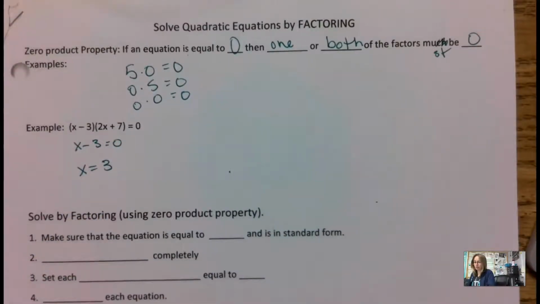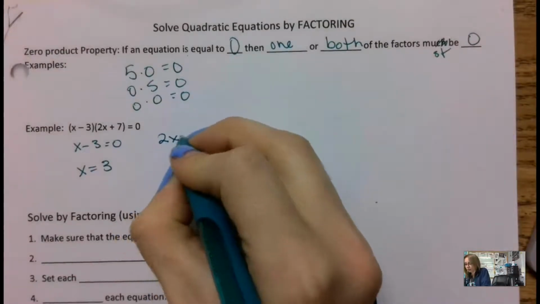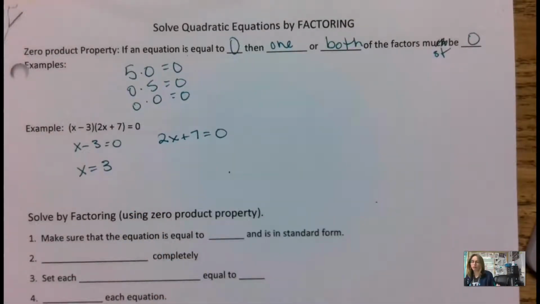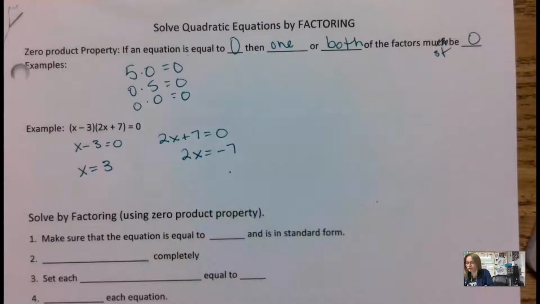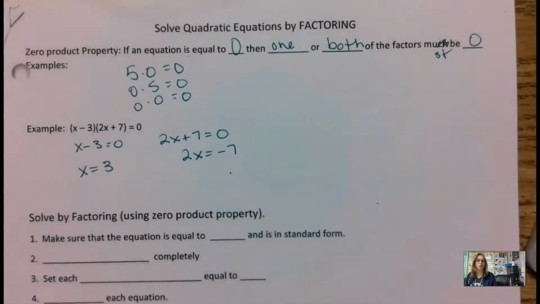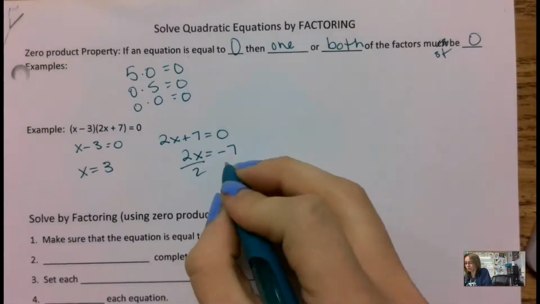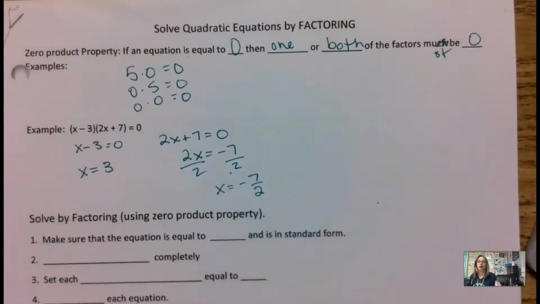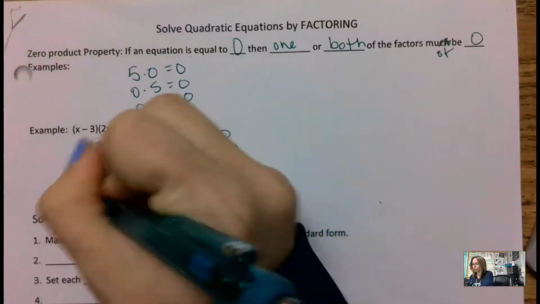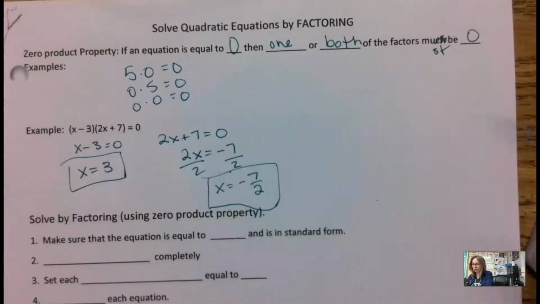Now same for the next one. 2x plus 7 equals 0. Solve for x. First undo that addition, so now we have 2x equals negative 7. And then lastly, we will divide both sides by 2, and x equals negative 7 over 2. And then we're done. I am okay with your answer being like this.